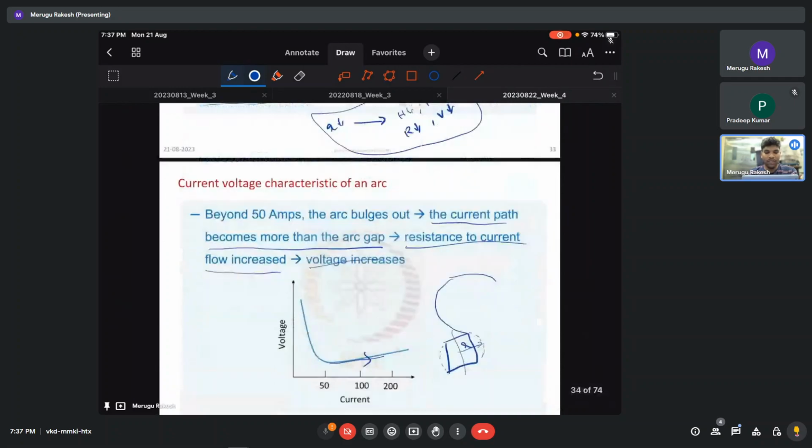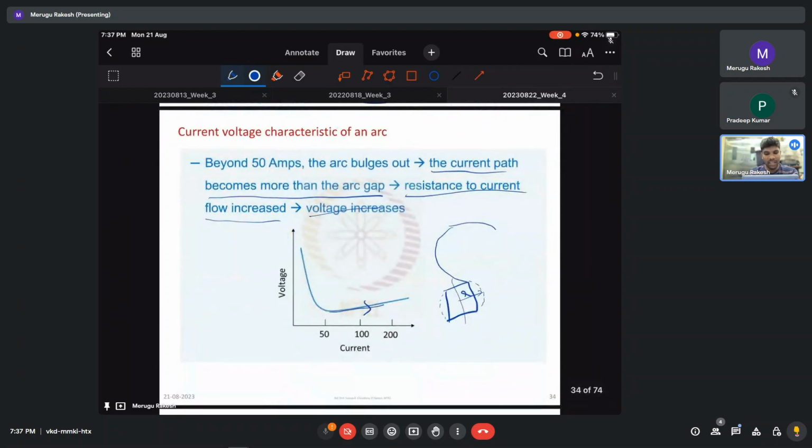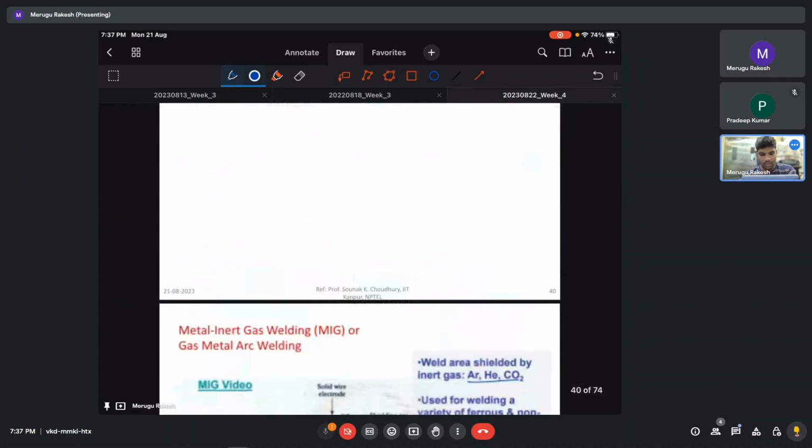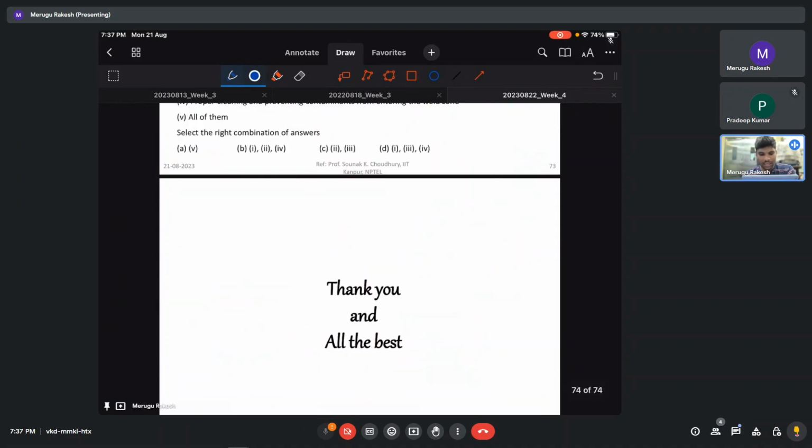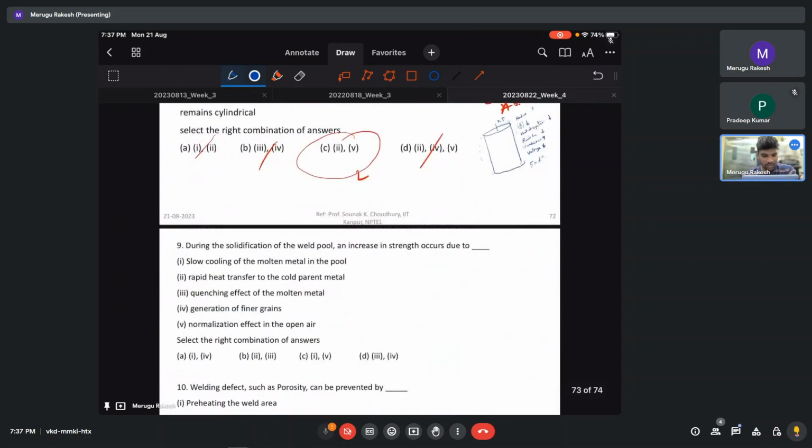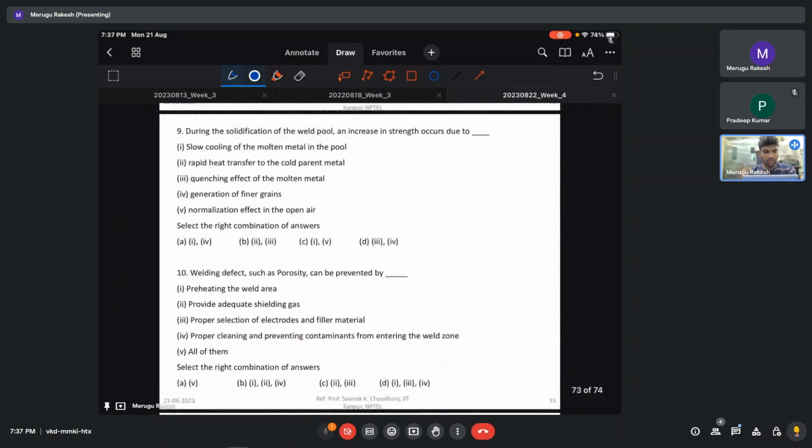But what about above 50 amps? The arc bulges out. The current path becomes more than the arc gap. Resistance to current flow increases and the voltage increases above 50 amps. Okay, so that is all about the arc characteristics. Let us see the next questions as well. These are the last two questions. Spend some time and I'll explain later.